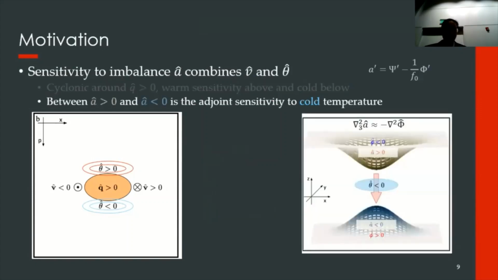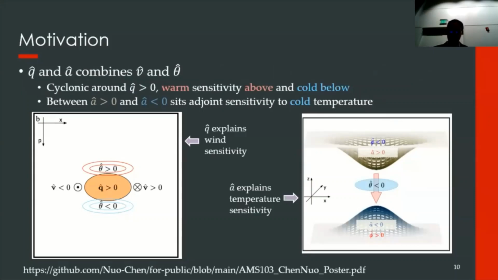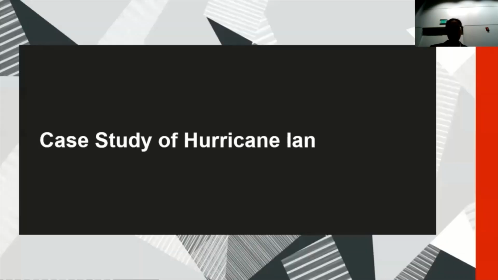And for the imbalance, if you have a positive sensitivity imbalance above and a negative one below, then it will require a cold temperature sensitivity in between to keep everything in order. I encourage you to check where I applied the sensitivity to QGPV and to imbalance to a mid-latitude cyclone in my Monday poster, which I've uploaded to my GitHub.